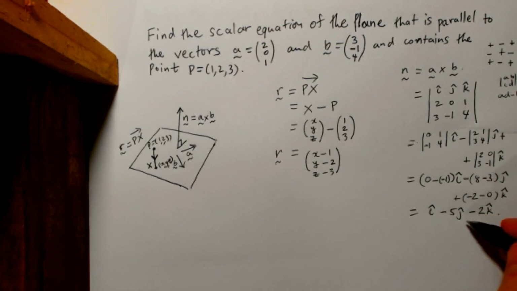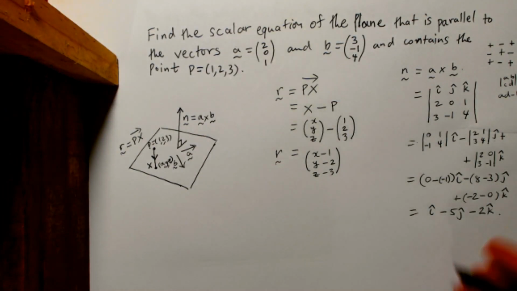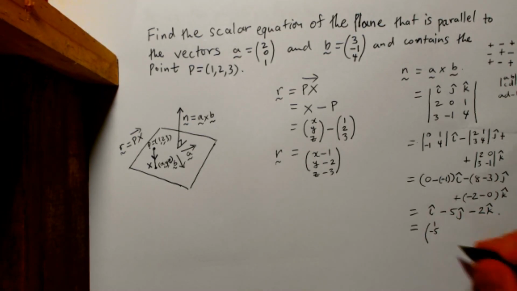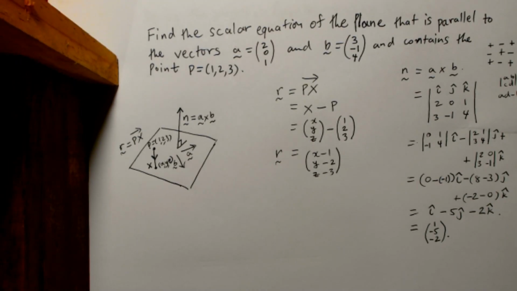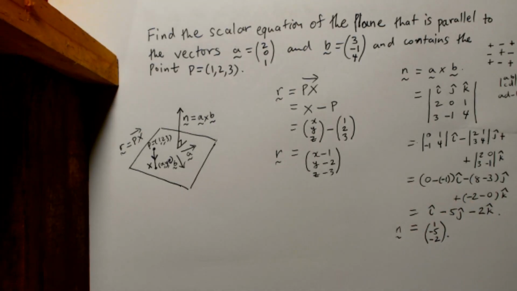And now I've got this in terms of the i, j, and k vectors, but since the problem has column vectors, I'm going to go back to column vectors and express this as the vector 1, minus 5, minus 2. Okay, now this is my normal vector that's perpendicular to that plane. So now we have all the pieces we need. We just have one last fact before we can write the equation of the plane as a scalar equation.